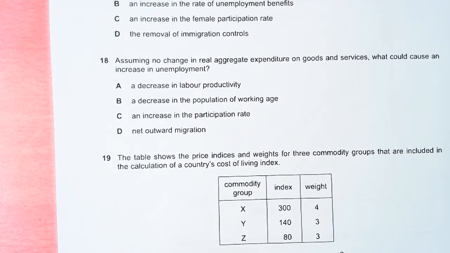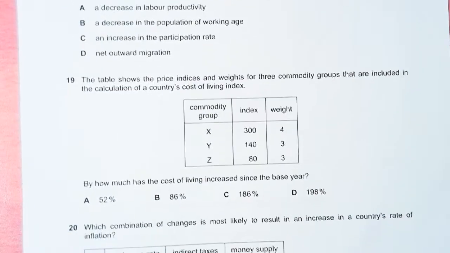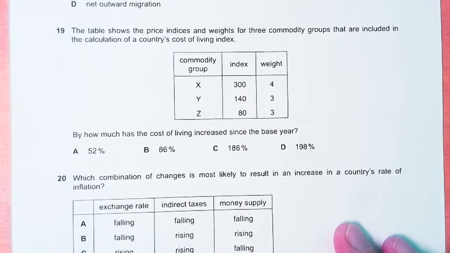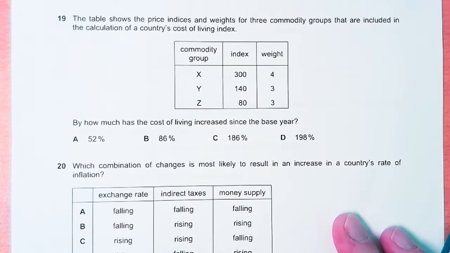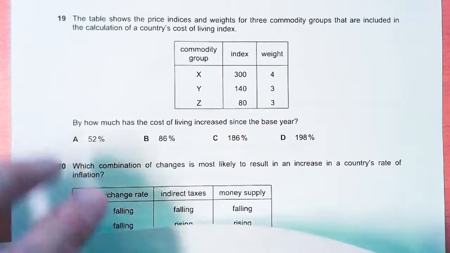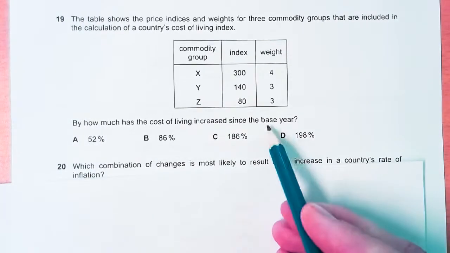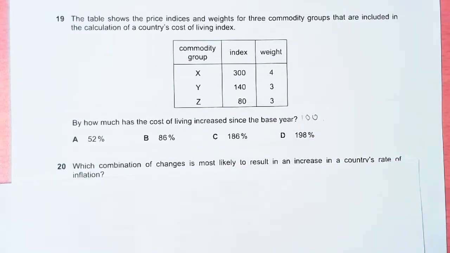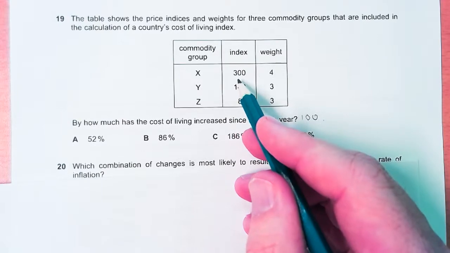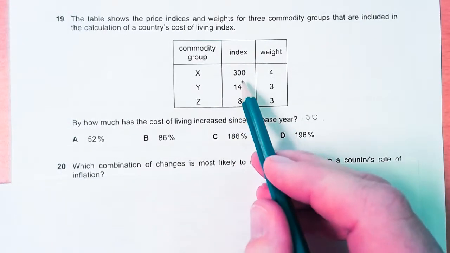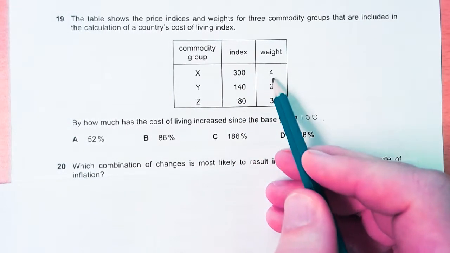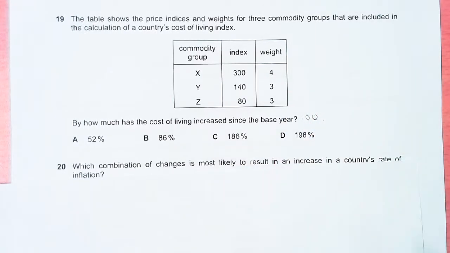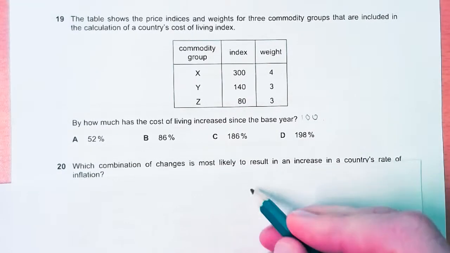Number 19, the table shows the price indices and weights for 3 commodity groups that are included in the calculation of the country's cost of living. How much has the cost of living increased since the base year? So the base year would be, of course, 100. So let's work this out. We can see these indexes and the weights. A higher weighting, of course, means that the good is consumed more often, like for instance bread, as opposed to toothbrushes, which receive a lower weighting. So let's just work these figures through.